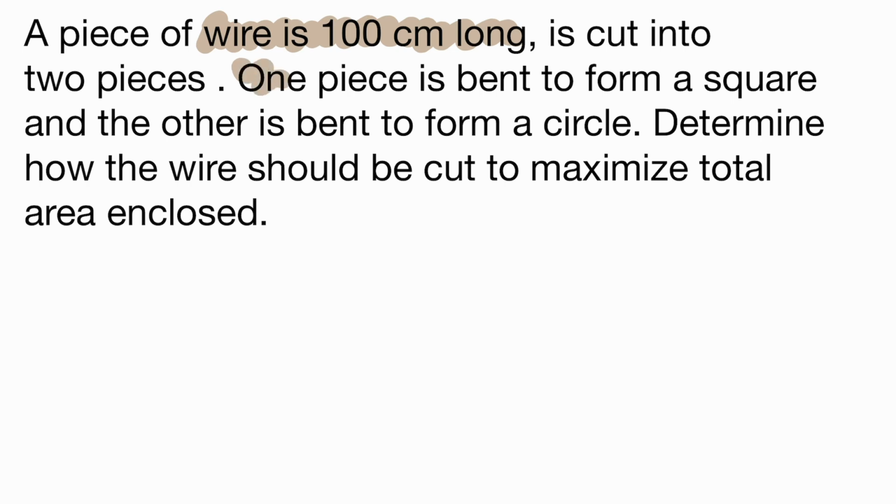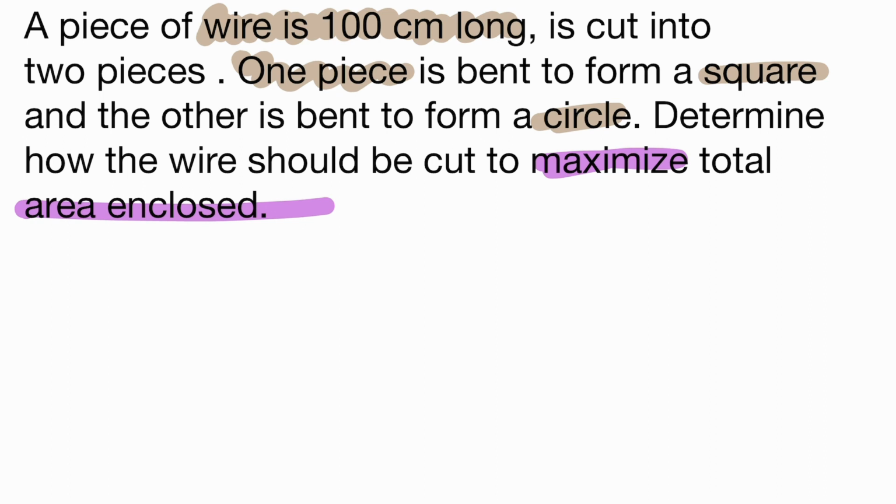With one piece, you're going to make a square out of it. And the second piece, you're going to make a circle out of it. The goal, where you want to cut this wire to create these two shapes, is to maximize the total area of both of those shapes.